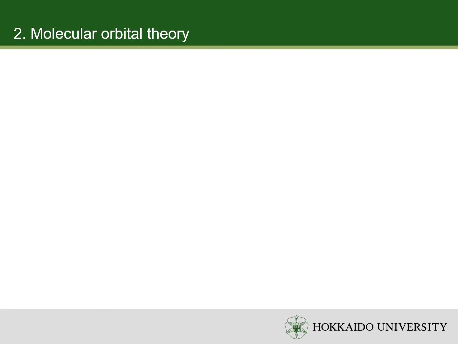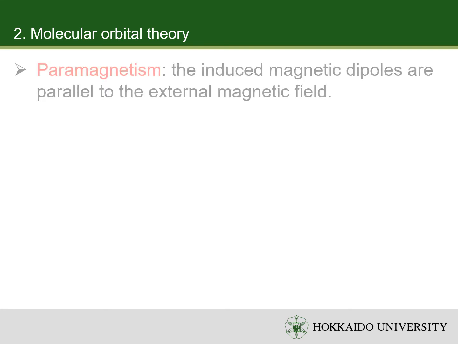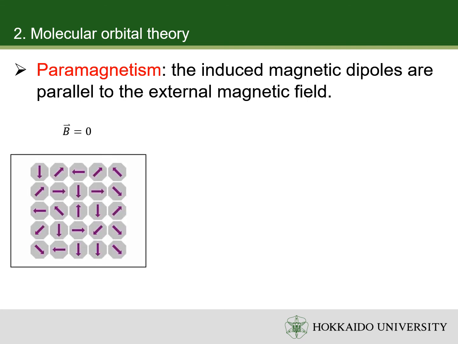The magnetic properties of molecules can be also explained by molecular orbital theory. Paramagnetism is the property that the induced magnetic dipole of matter by the external magnetic field is parallel to the external magnetic field. When there is no external magnetic field, the magnetic dipoles in the paramagnetic matter are randomly oriented, so the total magnetic dipole moment of the matter is zero.